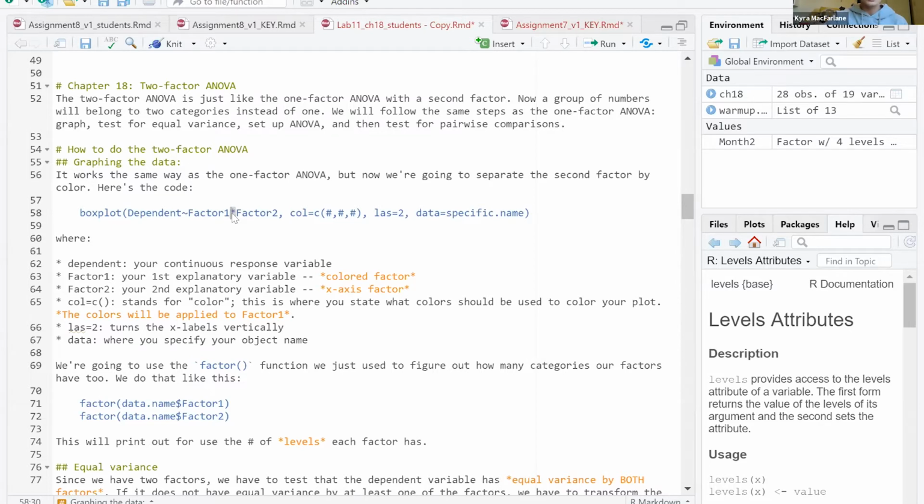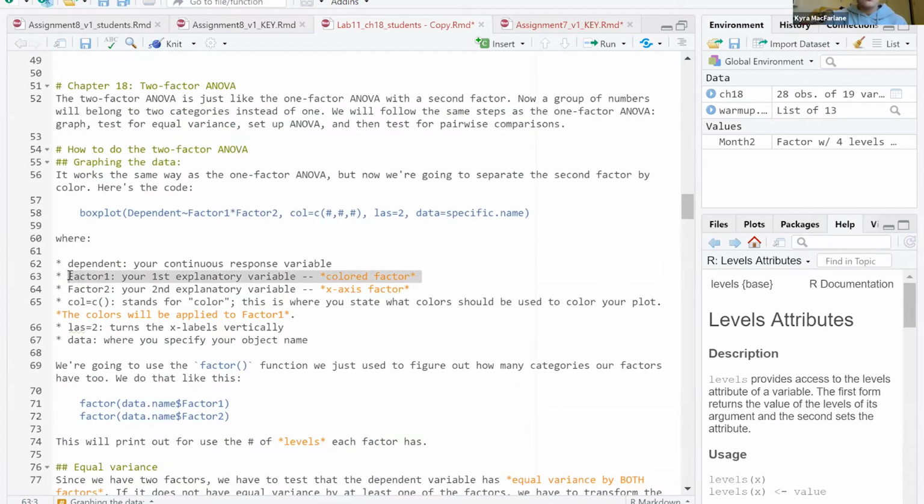asterisk, you have to make sure you use an asterisk, factor 2, comma, col equals c, and then numbers. This adds color to factor 1. I know we skipped using this las equals 2 two weeks ago, I guess. But this week we definitely want to include it because the labels on the x-axis are going to be really long and they're going to cut each other out. So we want to rotate them so that we can see the entire thing. And then data equals the specific name. And that is all broken down here as well.